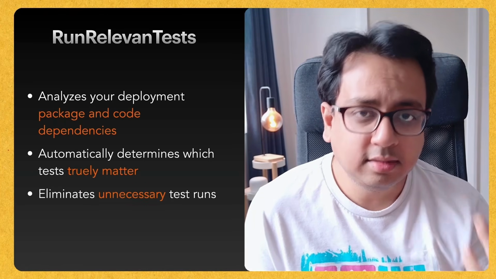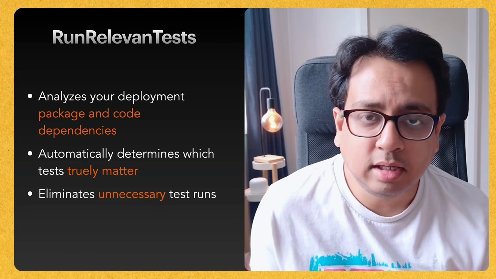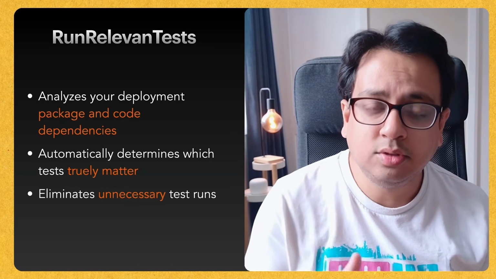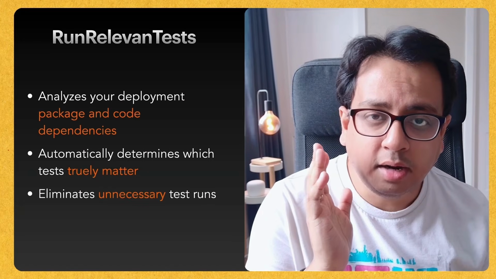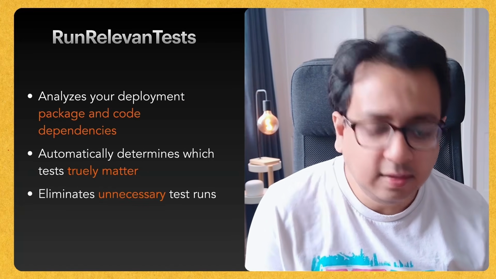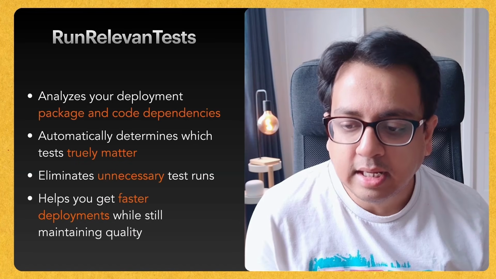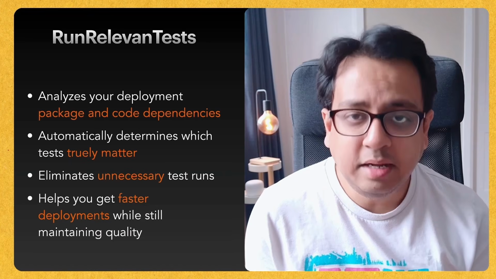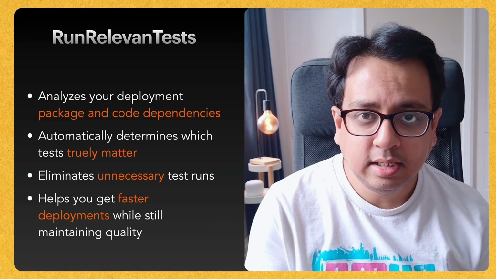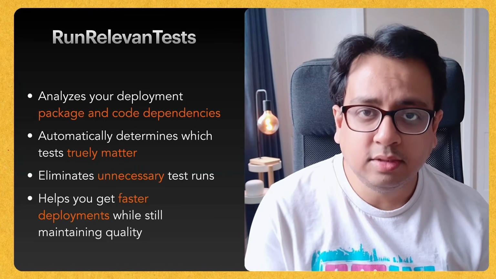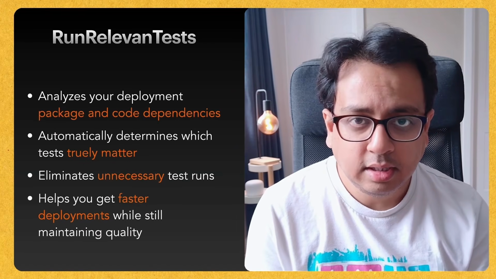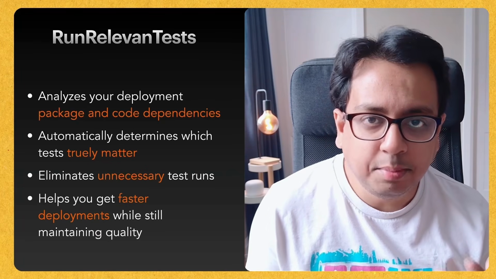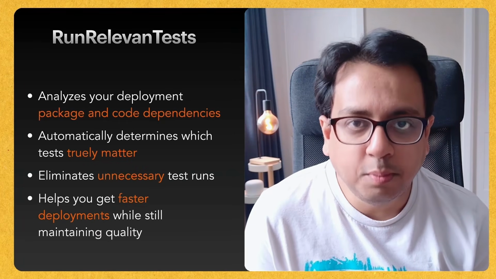So if there are a lot of test classes in your org and most of them are not relevant to the things that you are planning to deploy, then why run all tests? Run only the tests which are relevant to the components that are being deployed. That's where run relevant tests is so important. Finally, it helps you get faster deployment while still maintaining the code quality. This is very important. You are not breaking the code quality because you are definitely running the relevant tests based on what is being deployed. At the same time, you are decreasing the deployment time, and by doing that, you are increasing the efficiency of the deployment process.